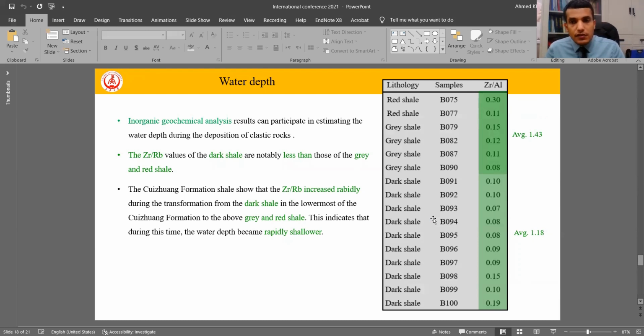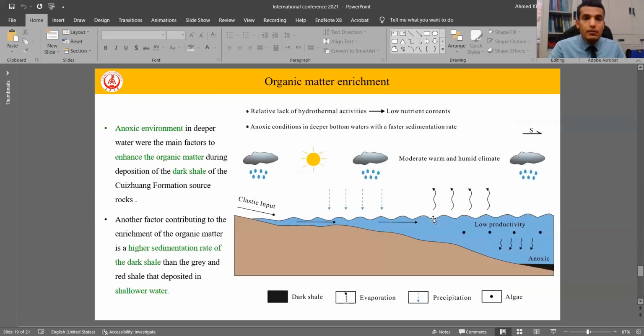And how about the water depth? Using the ratio of zirconium and rubidium can give us an idea about the water depth. The values of this ratio decrease with increasing water depth and increase with decreasing water depth. The dark shales show that they were deposited in deeper water than the red and the gray shales.